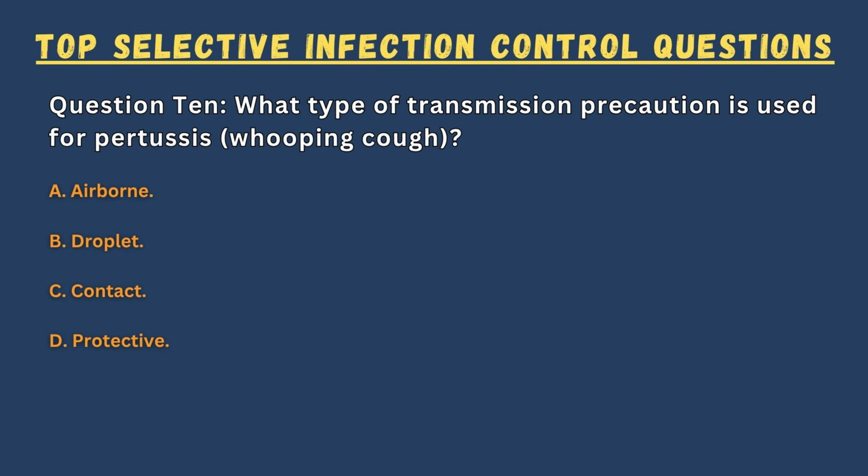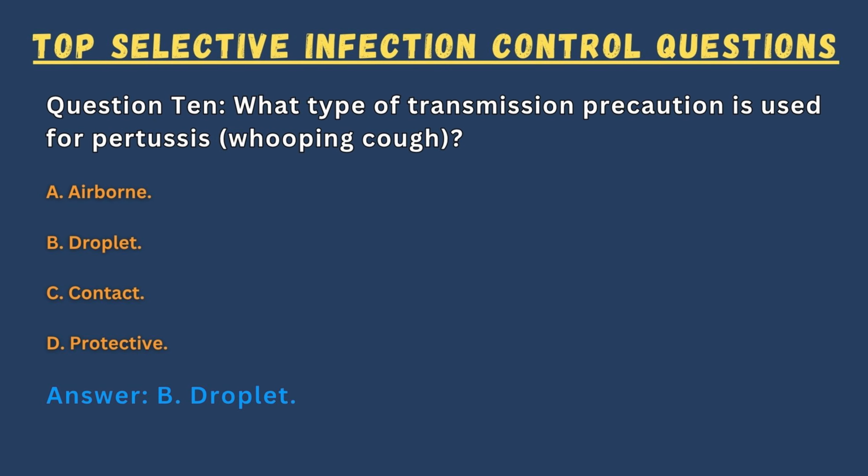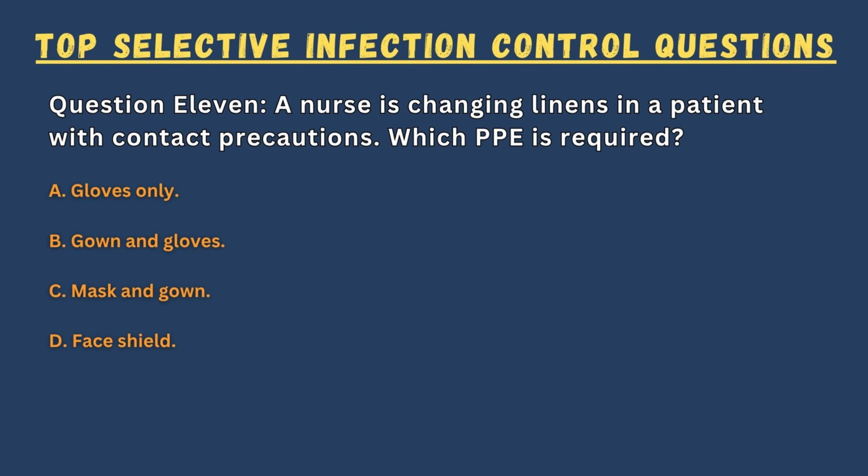Question 10. What type of transmission precaution is used for pertussis, whooping cough? A. Airborne. B. Droplet. C. Contact. D. Protective. Answer: B. Droplet.